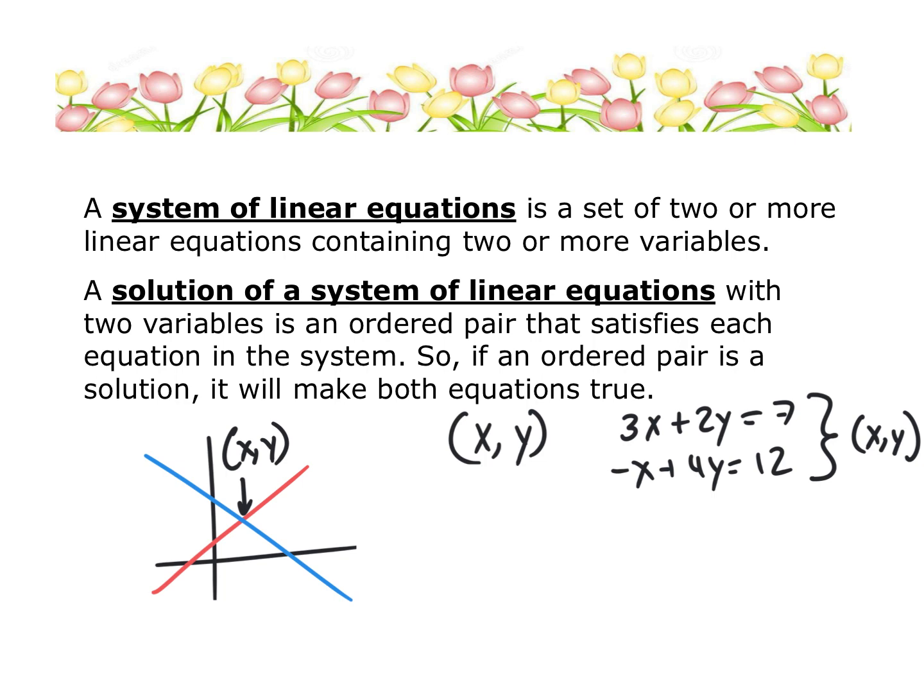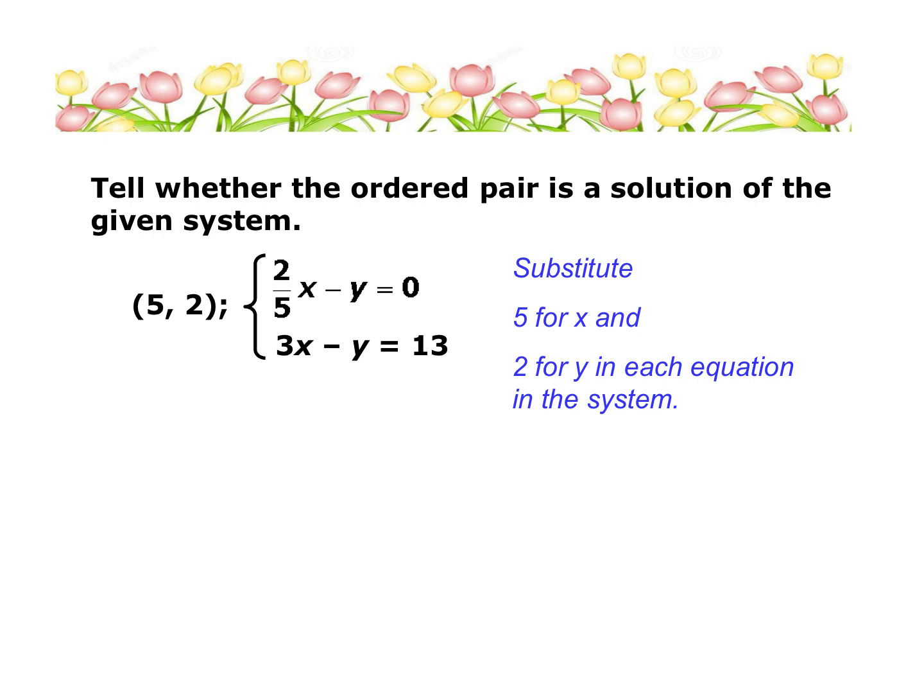So here they want us to tell whether the ordered pair is a solution of the given systems. Now, in order to do this, you're going to have to plug the ordered pair, 5, 2 in this case, because this is the answer they're giving us, into the equations. Now, I'm going to plug it into this first equation first.